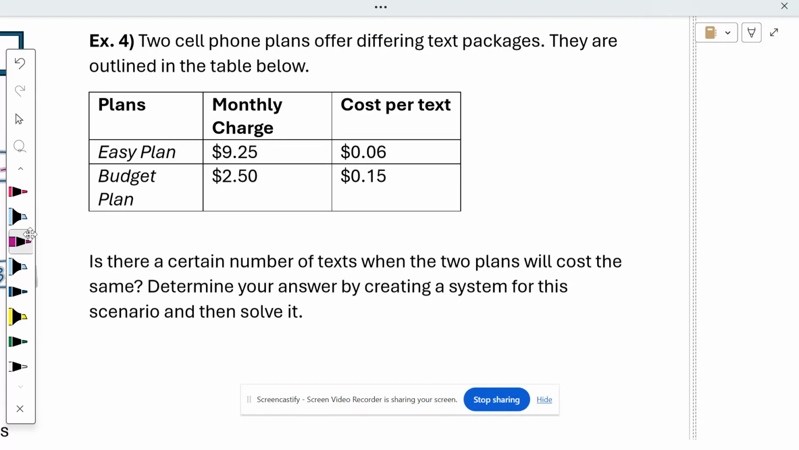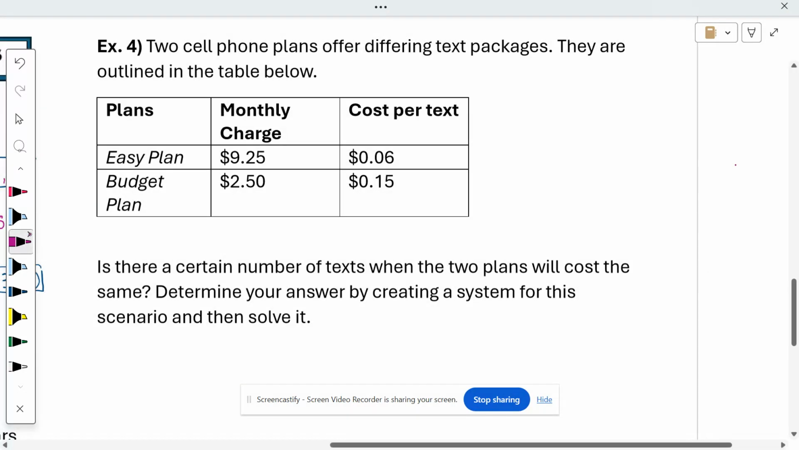Well, we know that that word per sounds like slope. We know that per, each, every, that's a slope word. And we know that a monthly charge is our beginning fee. So we are actually going to write both equations in the form y equals mx plus b.